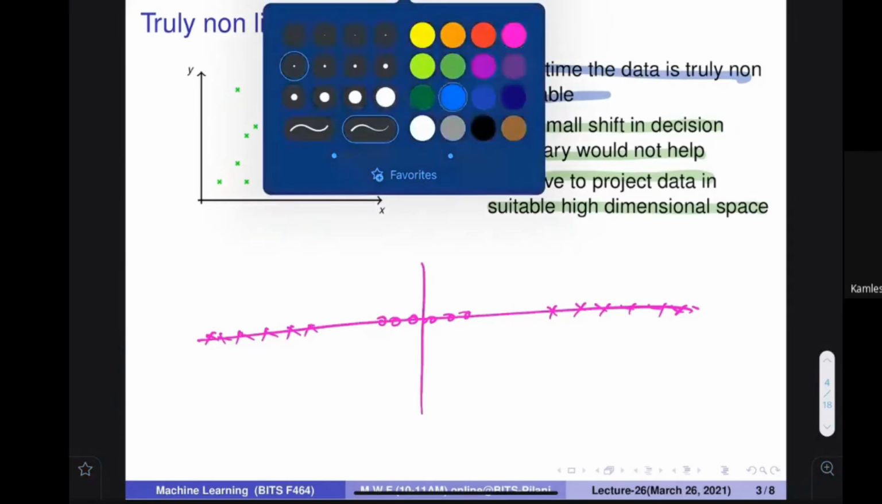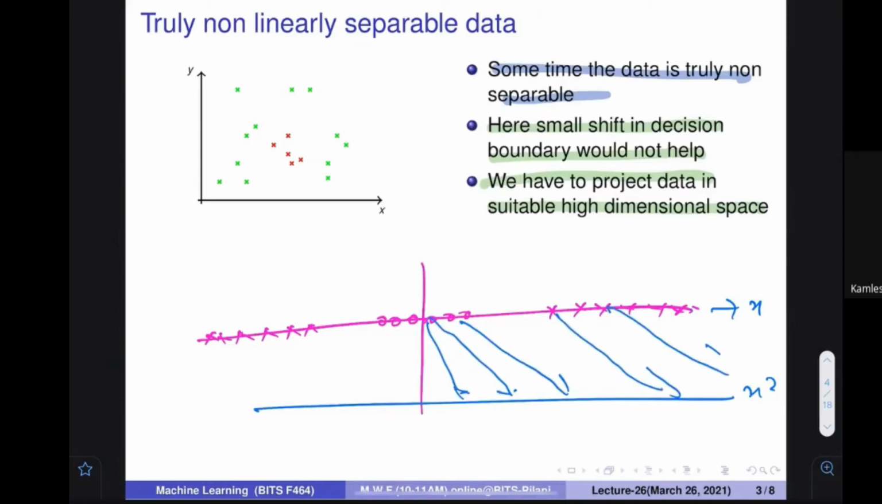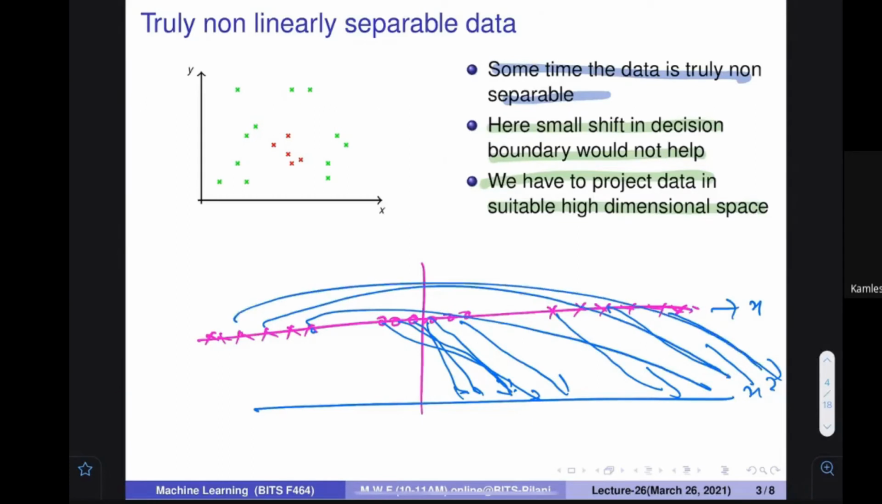You can do this: you project this data, because this is the x value, to x square. So what would happen? This would go here, this would go here, this would go here. These points would also go here. Where would this point go? This would again go here. These points are far away, so they would also go here. If you do this kind of transformation, now you can find a suitable decision boundary somewhere here in the new transformed space.